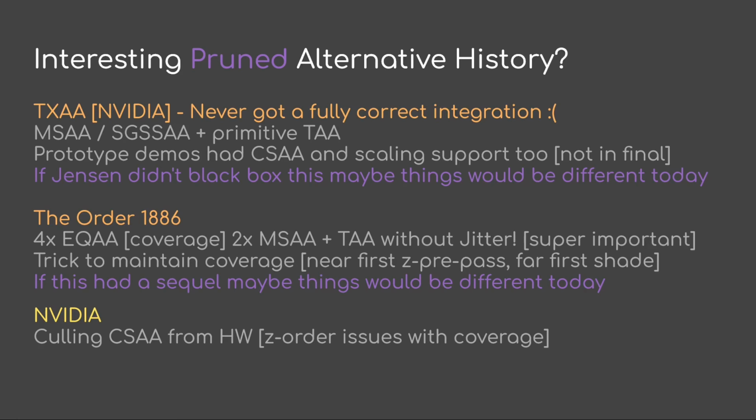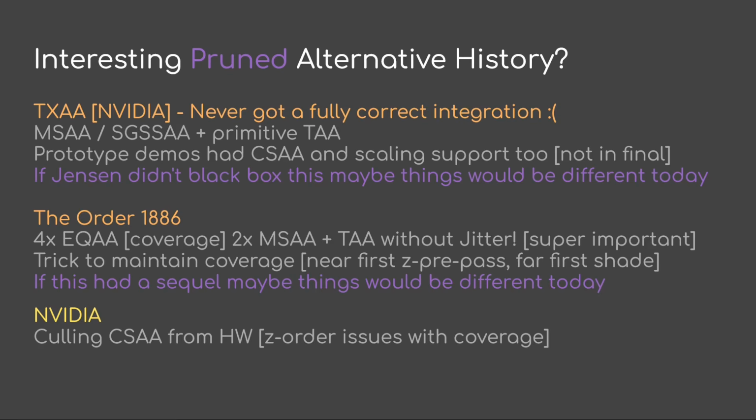Then we have The Order: 1886. This one was 4x coverage with 2x MSAA mode, and it had TAA without jitter. That without-jitter part is super important because jitter is the thing that causes a lot of the artifacts in the TAAs. I believe they used a trick to maintain coverage. They would render nearest first with a Z prepass, and then when they shade, they would render far first. The reason you need to do that is there are a lot of cases where you lose coverage if you render with nearest first. I think if this game had a sequel, maybe things would be different today.